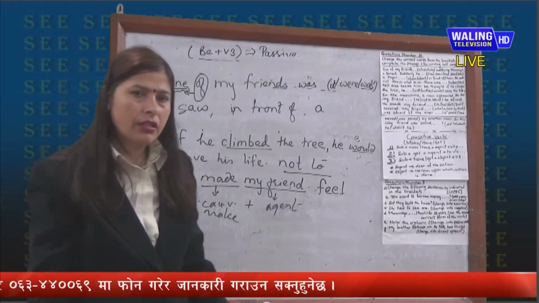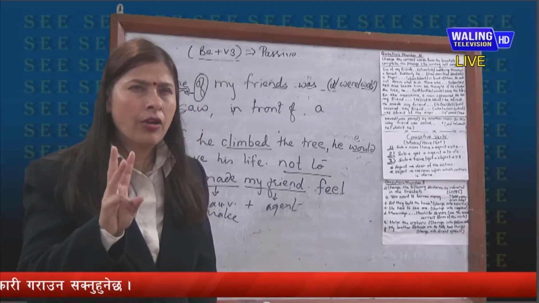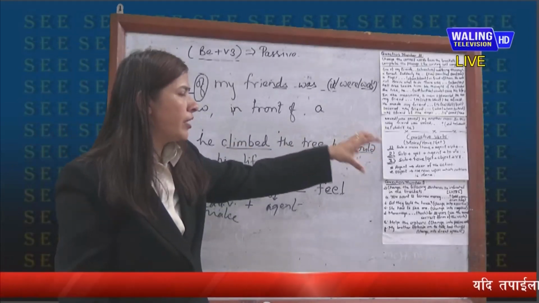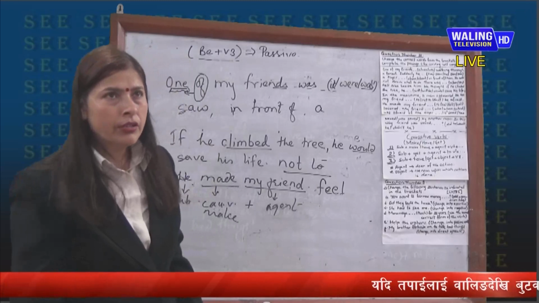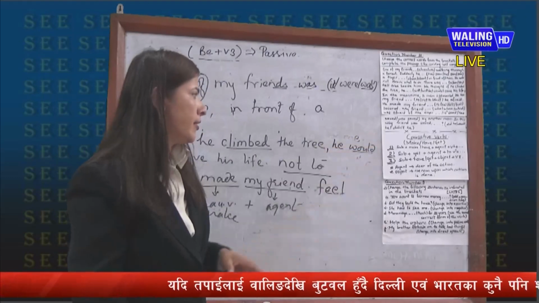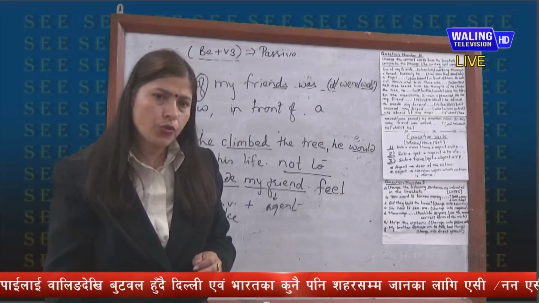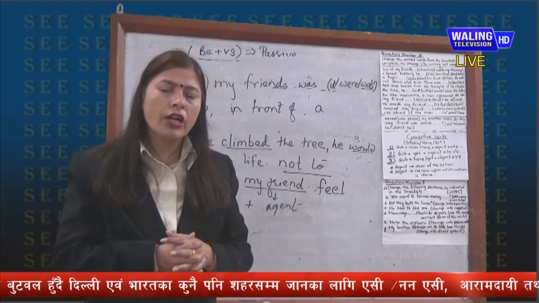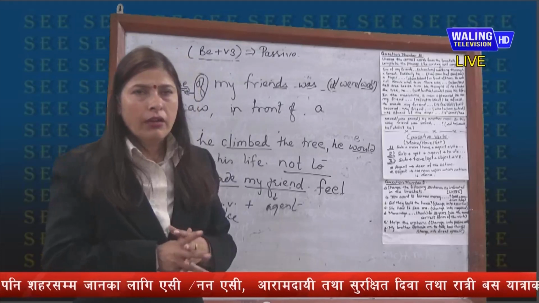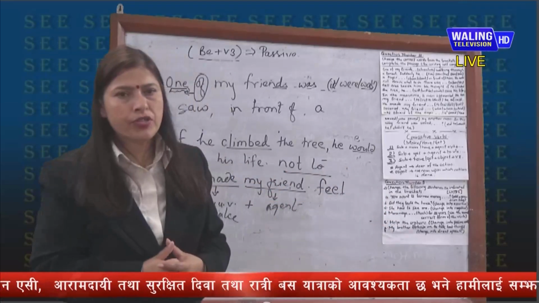Generally in this class 10, the students of SEE have to deal with 3 causative verbs. However, there are so many other causative verbs as well, but here we are focusing on make, have and get, because from exam oriented point of view, we have to focus on these 3: make, have and get. Make, have and get are causative verbs. At first we have to know the meaning of the word causative verb. Causative means making somebody else to do some work, causing some other person to work.